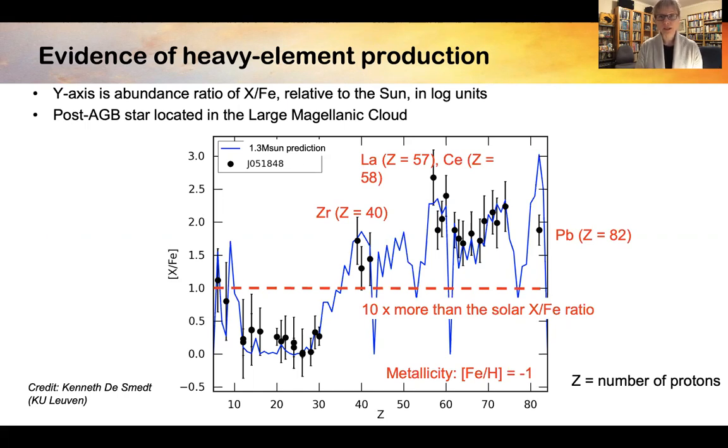And I just want to highlight here, if you notice again, let's go back to that 100 times more, that many of the elements from zirconium and heavier are enriched in this post-AGB star almost up to 100 times the solar ratio in some cases. So this star is incredibly enriched in S process elements compared to the solar system.